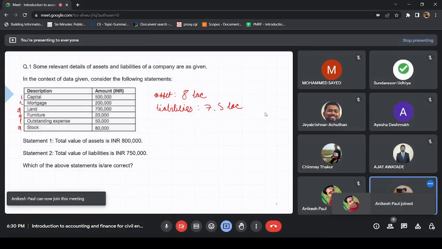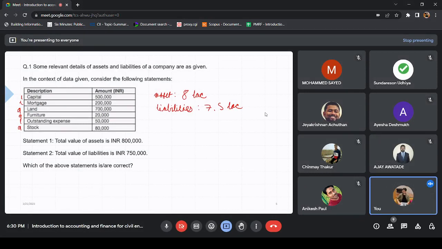Yeah, it's something which is owed. Outstanding expense is something which is owed. Yeah, definitely, that's the basic definition of assets and liabilities. It is outstanding. You still have to pay that guy, right? So it is a liability. Asset is 8 lakh, liability 7.5 lakh. That makes statement 1 and statement 2 both true, right?